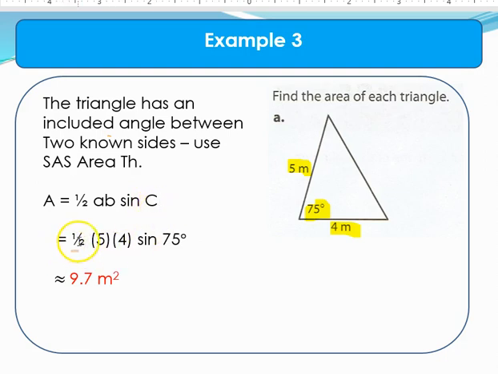So we have 1/2 and the two known sides, so we had 5 meters times 4 meters, and then sine 75 degrees. In my calculator, I push 75, then sine times 20, and then times 0.5. And that gives me approximately 9.7 meters squared.